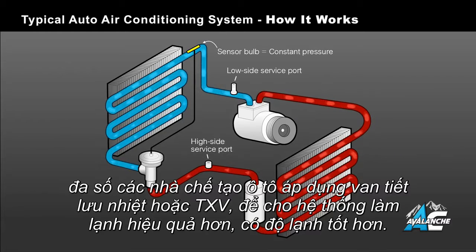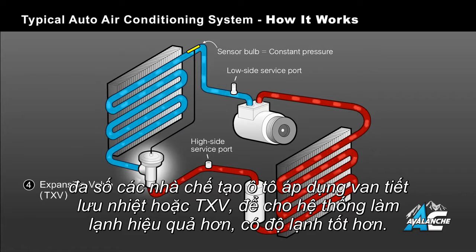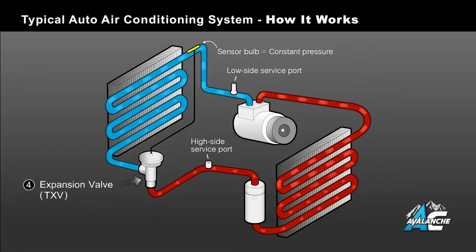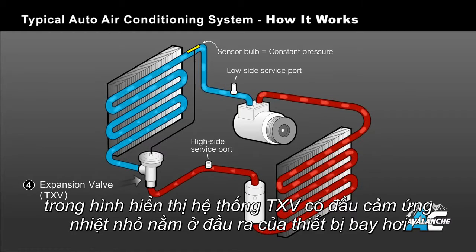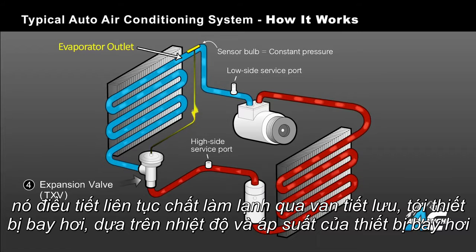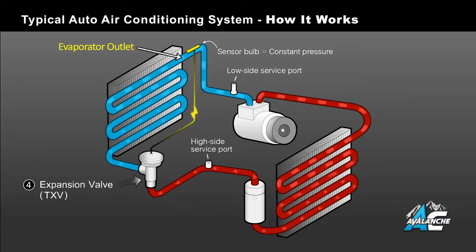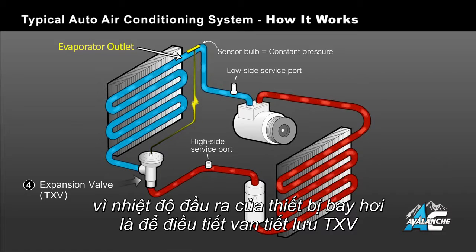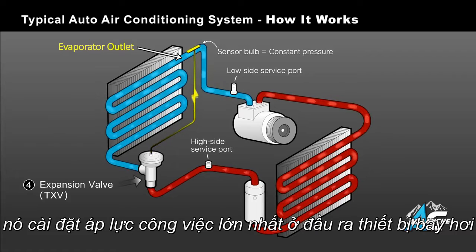A number of car manufacturers started using a thermal expansion valve, or a TXV, to make the air conditioner operate more efficiently and give better cooling. The TXV system, as shown in our diagram, has a small temperature bulb located at the outlet of the evaporator, which continually adjusts the refrigerant flow through the expansion valve and into the evaporator based on the evaporator's temperature and pressure.